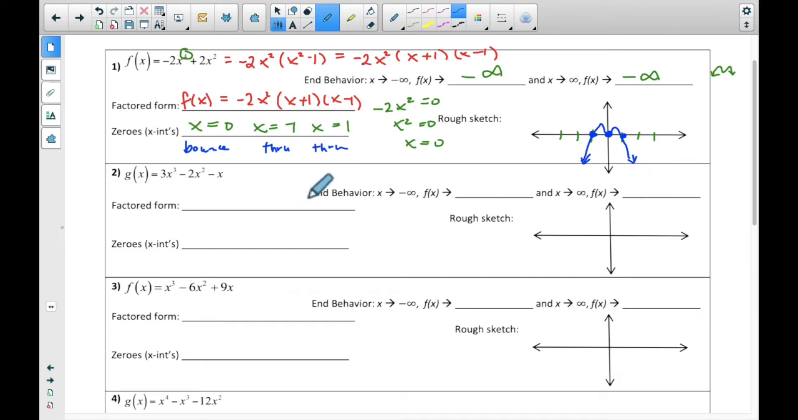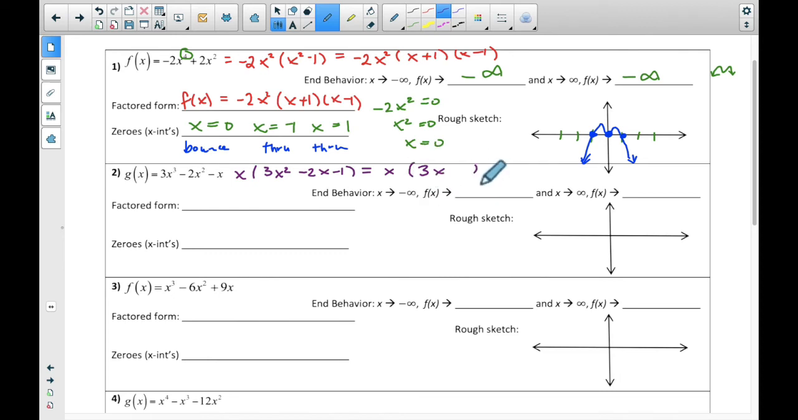Let's do another one. Once again, I say I have a GCF. So that is a GCF of x, leaves me with 3x squared minus 2x minus 1. That seems like maybe it can be factored. I'm going to try it.